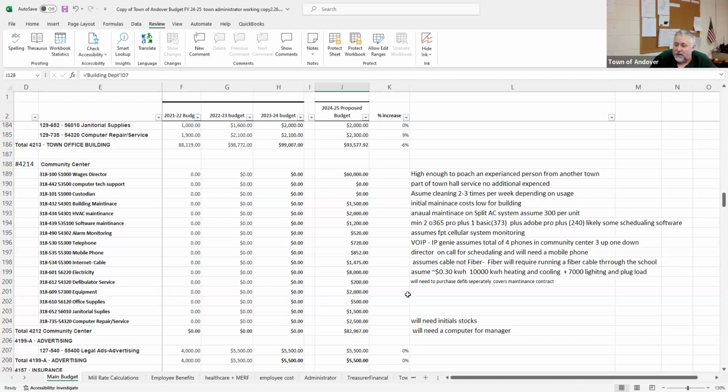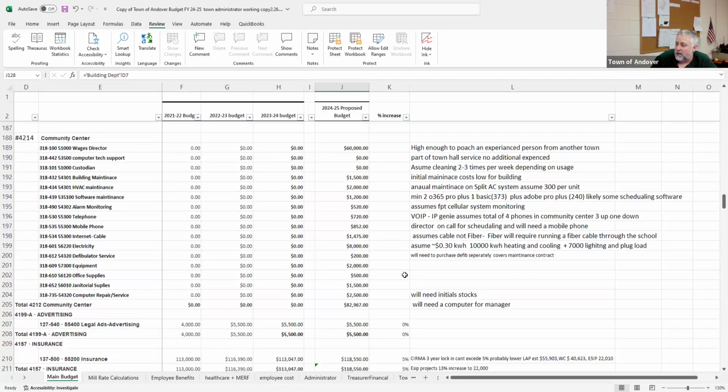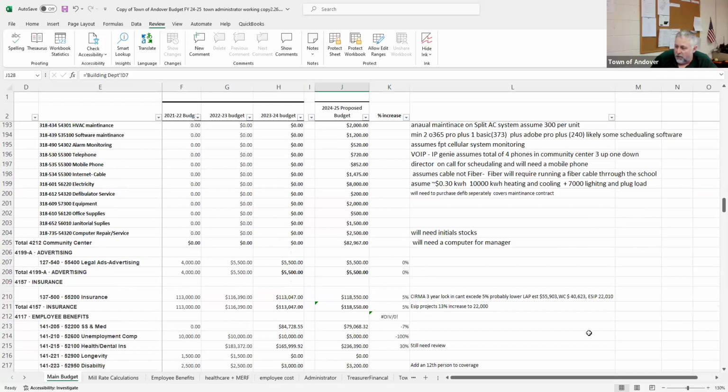Cost of electricity, that's a crapshoot. That's just based on what heating and cooling loads are, and then what expected plug loads are. That could be a couple $1,000s higher or lower. It depends on what we end up with for the building. So, that's the big jump there.